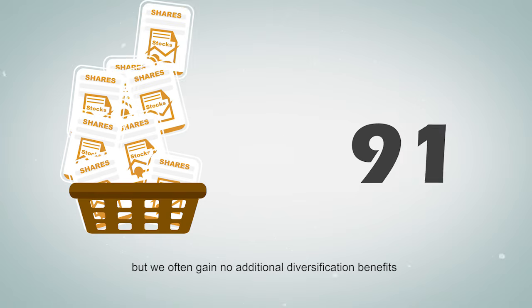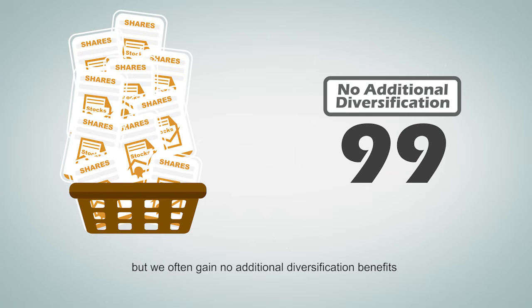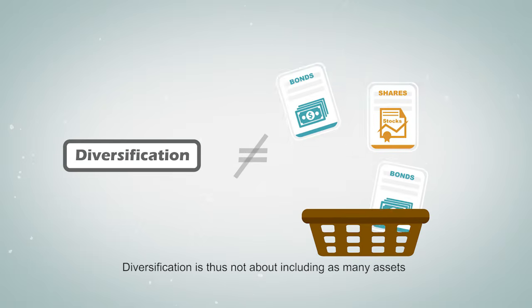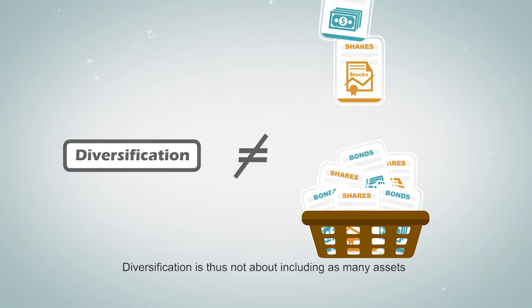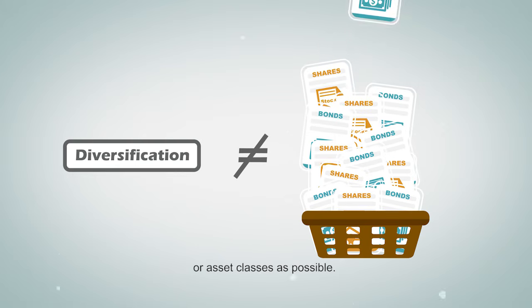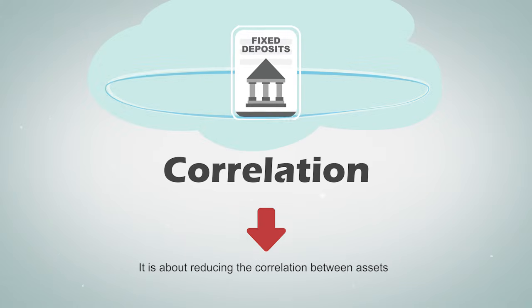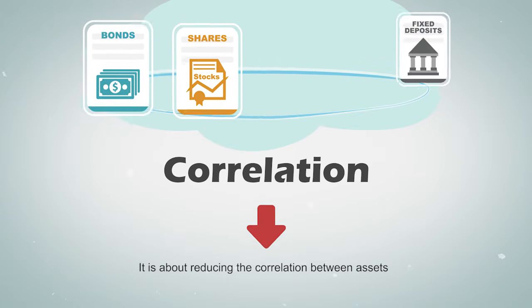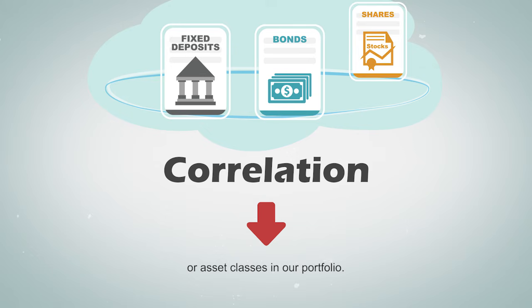But we often gain no additional diversification benefits by having beyond 30 stocks in our equity portfolio. Diversification is thus not about including as many assets or asset classes as possible. It is about reducing the correlation between assets or asset classes in our portfolio.